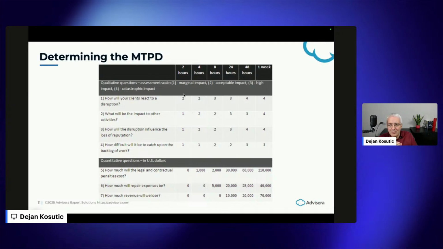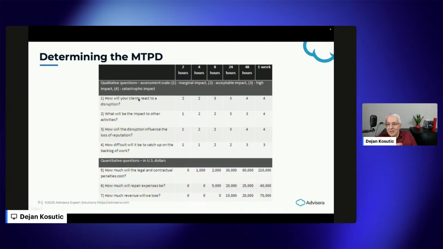Since this is a qualitative one, you have an assessment scale. Let's say 1 would mean marginal impact, 2 acceptable impact, 3 high impact, and 4 catastrophic impact. Then you have to assess the impact throughout time. If there is a disruption of 2 hours, what is the impact? If there is a disruption of 4 hours, 8 hours, 24, 48 hours, 1 week? You will see that the longer the disruption, of course, the higher the impact, because the longer you're not operating, the bigger the problems that come out of it.